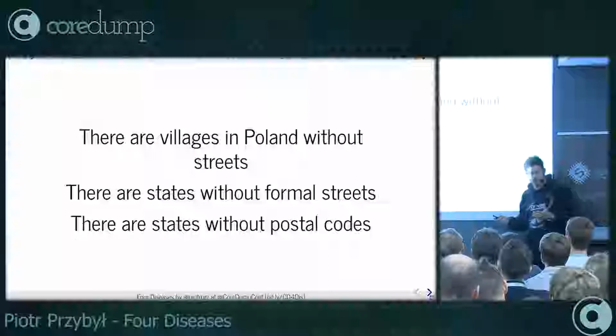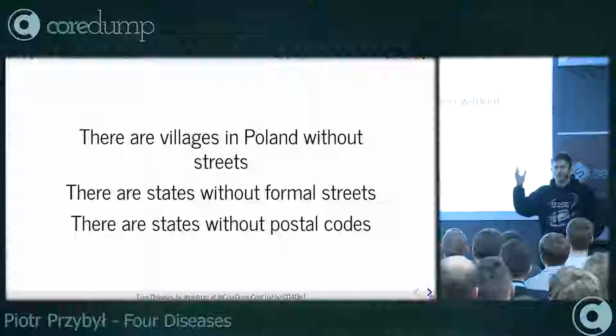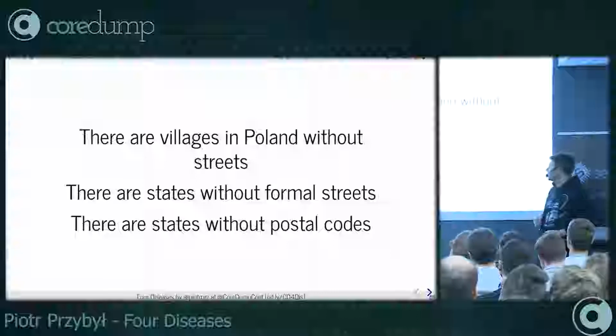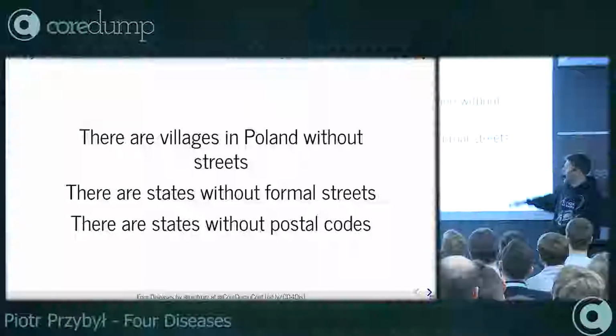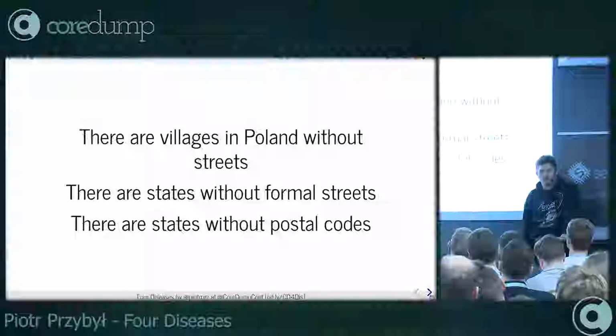There are villages in Poland which have no streets. There are such villages, really. So if you have this nice input to your system saying street, it means I'm digitally excluded, right? Because I might not have the street. Even more, there are states or countries in the world which don't have any formal streets, or they don't have postal codes or zip codes, like in Africa or the Far East. Now, please tell me, how do you translate your UI then? How do you translate your database structure?